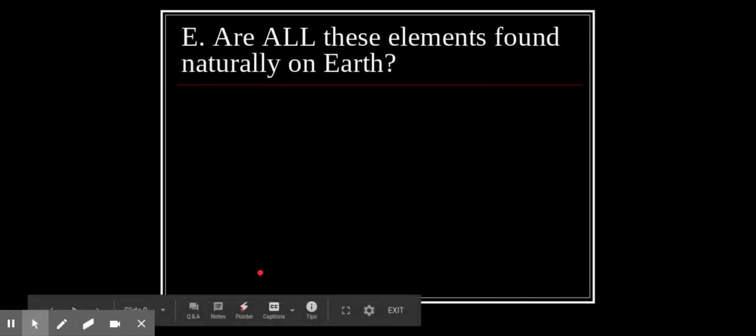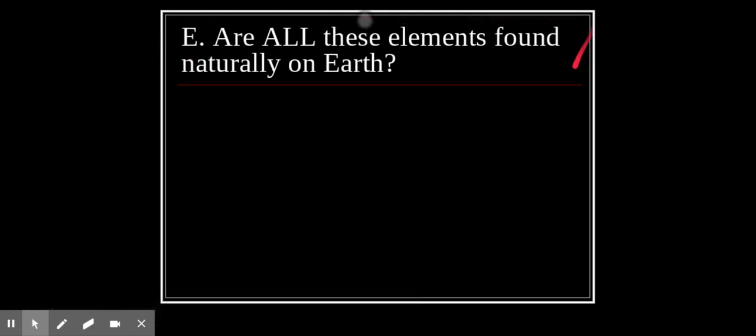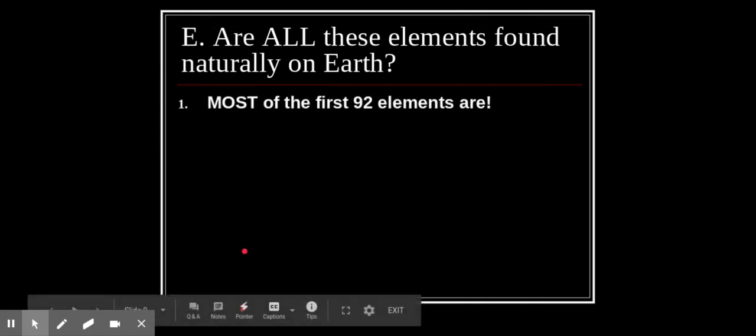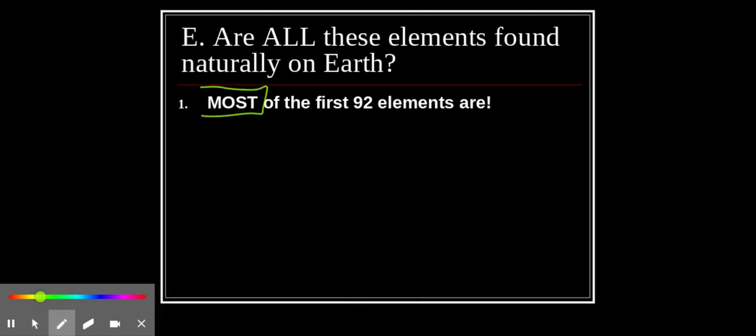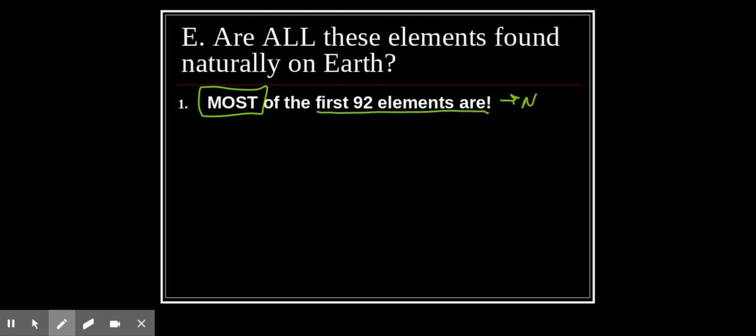We've kind of hinted at this as we went through. Question E: are all these elements found on Earth? Are they all found on Earth? The short answer is, mostly. Most of them are. Most of the first 92 elements are natural.